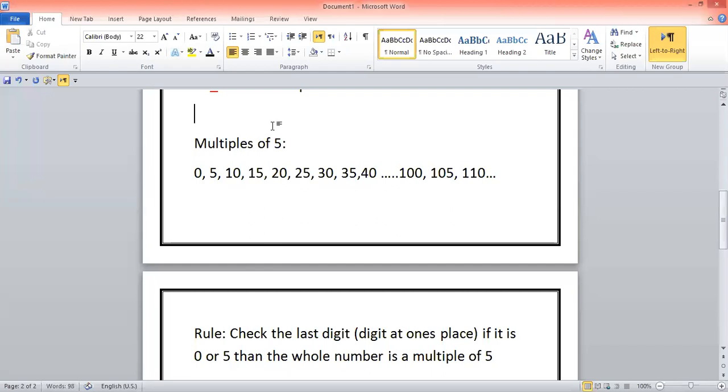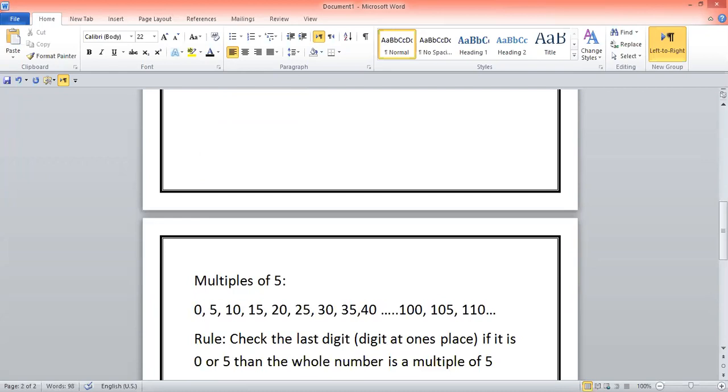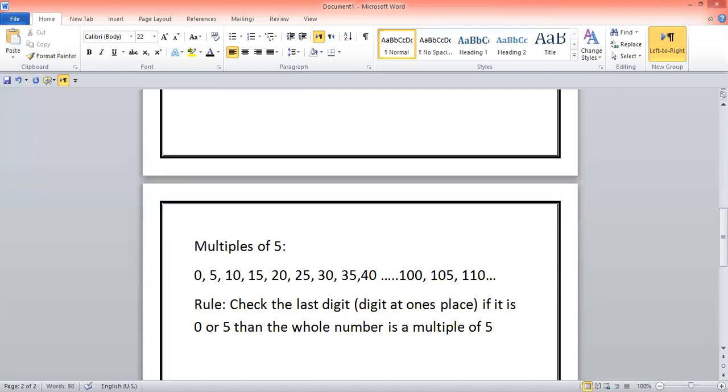Again, I'm repeating multiples of 5. I'm coming down. What is the rule? Check the last digit, or the digit at the ones place. If it is 0 or 5, then the whole number is a multiple of 5. For example, I'm giving you an example.